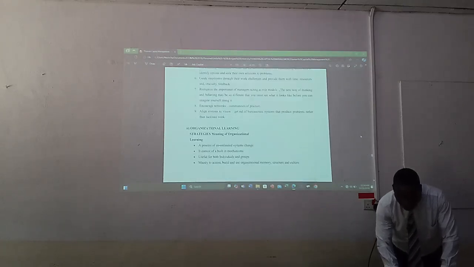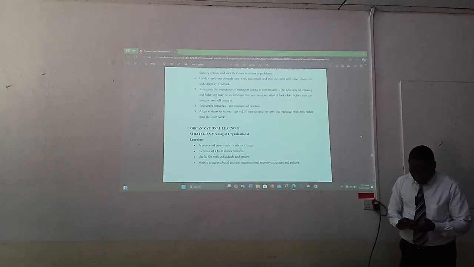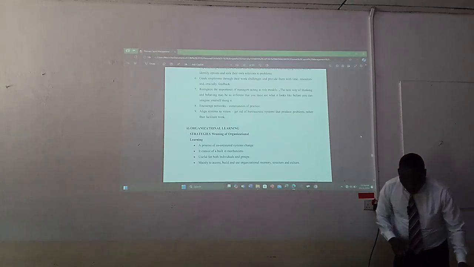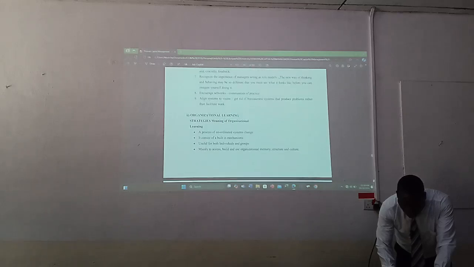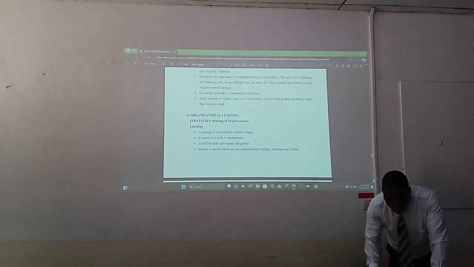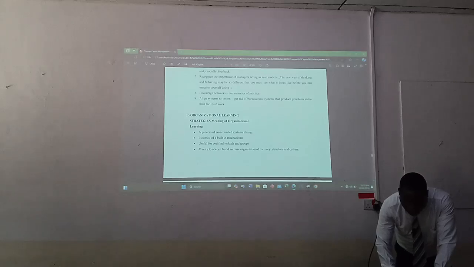Organizational learning strategies. What are the strategies that are required for the organization learning? A process of coordinated systems change. It is so important to have a process of coordinated systems change. When you are doing the organization learning, the strategies that are required are that there must be a process of coordinated system change.